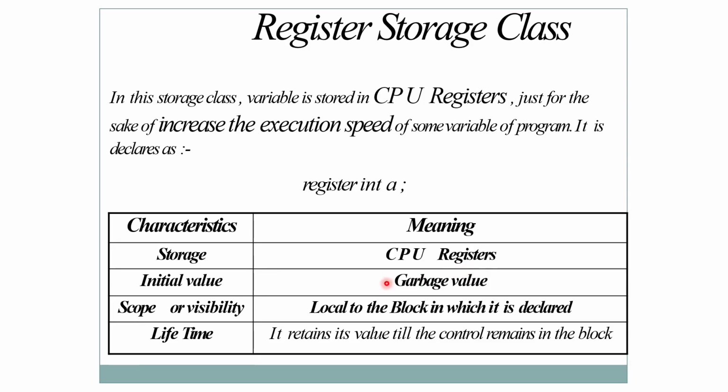Okay. Anyway, according to the other parameters, the initial value is also a garbage value, just like the automatic storage class. The scope of visibility is again local to the block in which it is declared. And the lifetime is also the same. It retains its value as long as it remains in the block. The only difference, and the most important difference, is the storage area. In case of automatic, it was in RAM, and in case of the register storage class, it is within the CPU register.